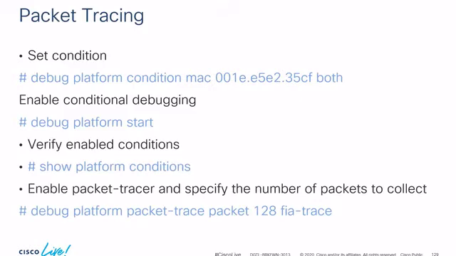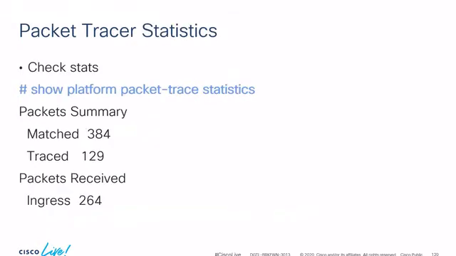The way you would enable it is simply using the same debug platform condition command, except there's no feature wireless, there's just the MAC address that you would specify. Once started, you can check by using show platform conditions, and you can enable packet tracer as well as specify the number of packets by using a singular command, the debug platform packet-trace command. FIA trace stands for feature invocation array trace. Basically, that will allow you to see all the features that are getting processed for a frame.